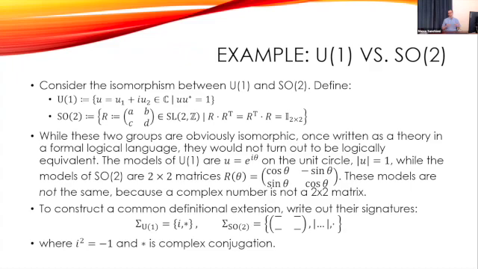Now these two groups are isomorphic as groups, but if we were to write them in a formal language, they would not be logically equivalent because their models are not the same. They have different models. The models of U1 are numbers in the unit circle on the complex plane. The models of SO2 are 2x2 matrices of a certain form, and obviously a number is not a 2x2 matrix.